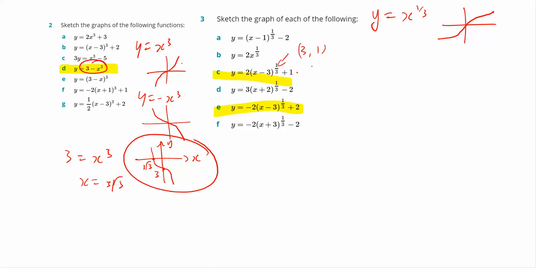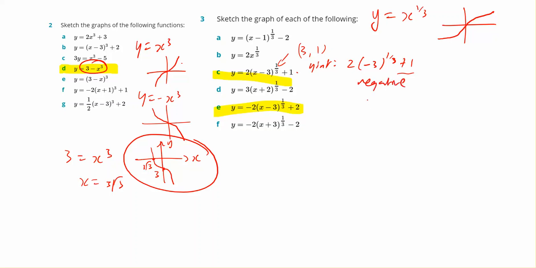So y-intercept: x is 0, so 2 times negative 3 to the power of a third, plus 1. Now negative 3 to the power of a third is going to be 1 point something. Okay, so it's negative 1 point something times 2, negative 2 point something. So that's going to obviously override the positive 1, so it's going to be negative overall.